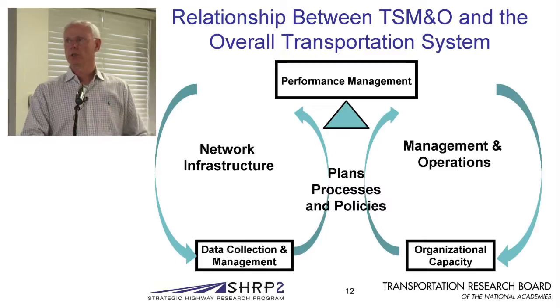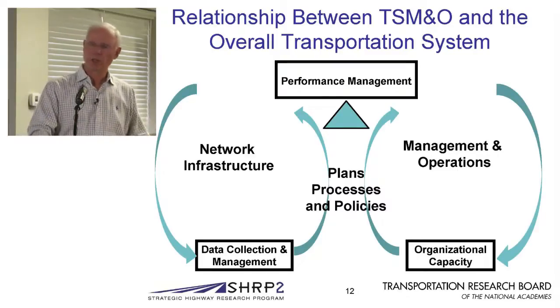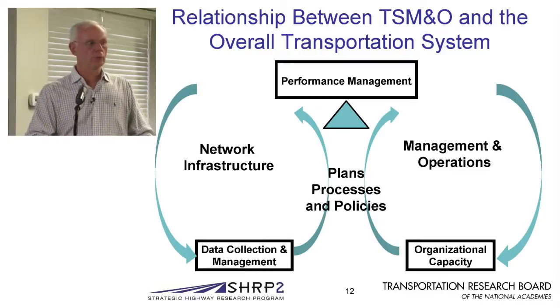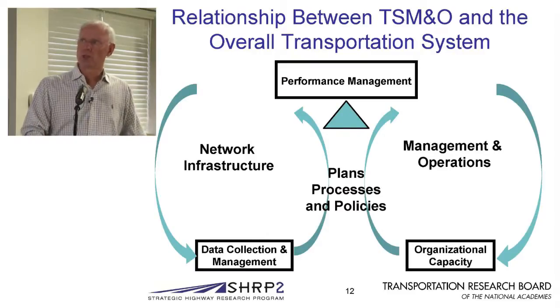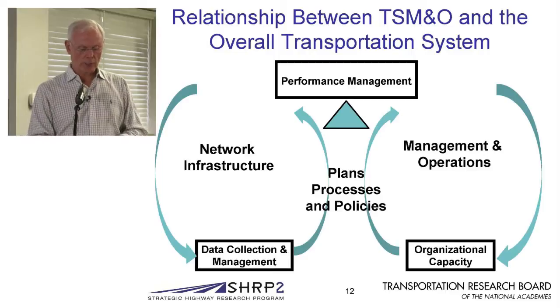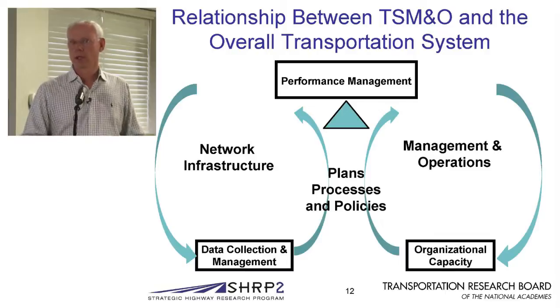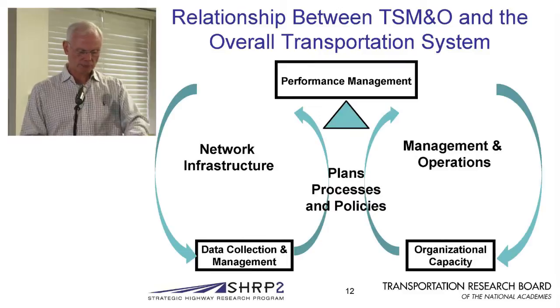This slide depicts in a very broad way the relationship between the network infrastructure on the left, the management and operations on the right, and the plans, processes, and policies that lie in between and relate the two things to each other. But the two things I really want to focus on from this slide are that top box, which is performance management, and the bottom box on the right, which is talking about organizational capacity. And in fact, we'll go right into the organizational capacity next.